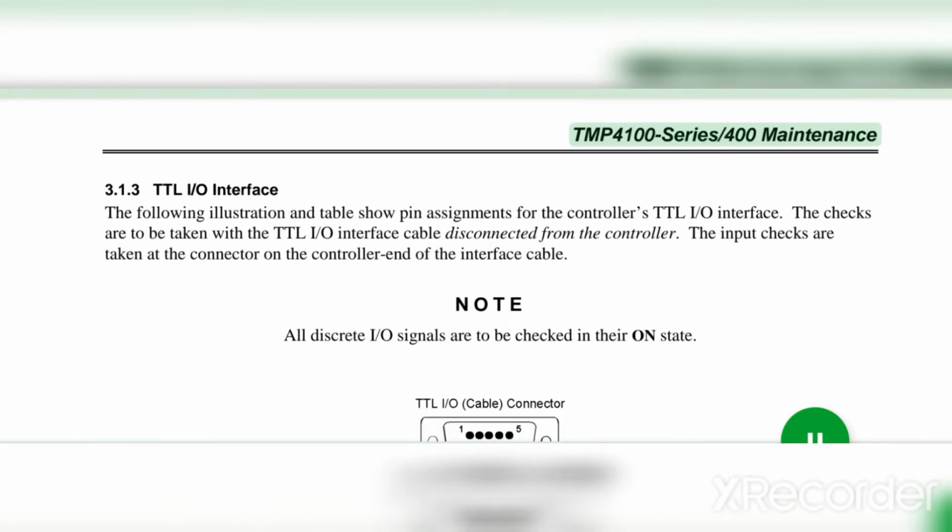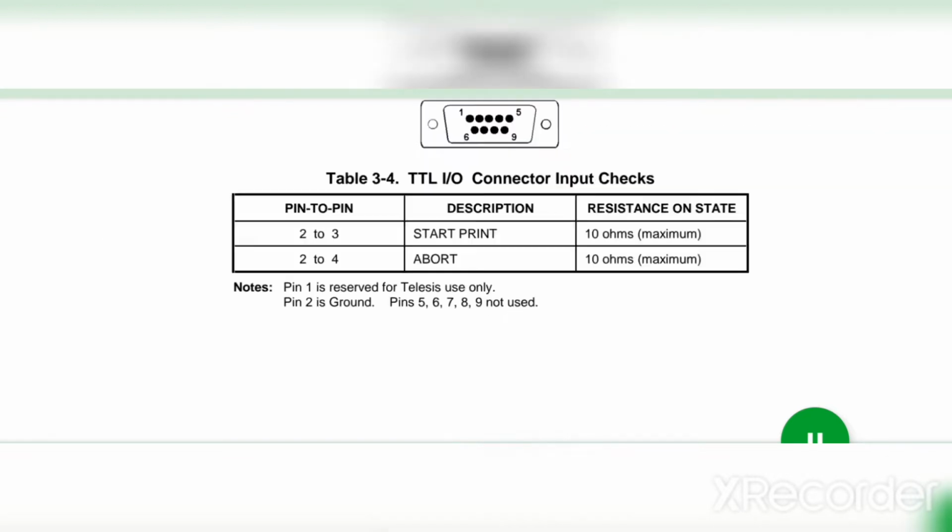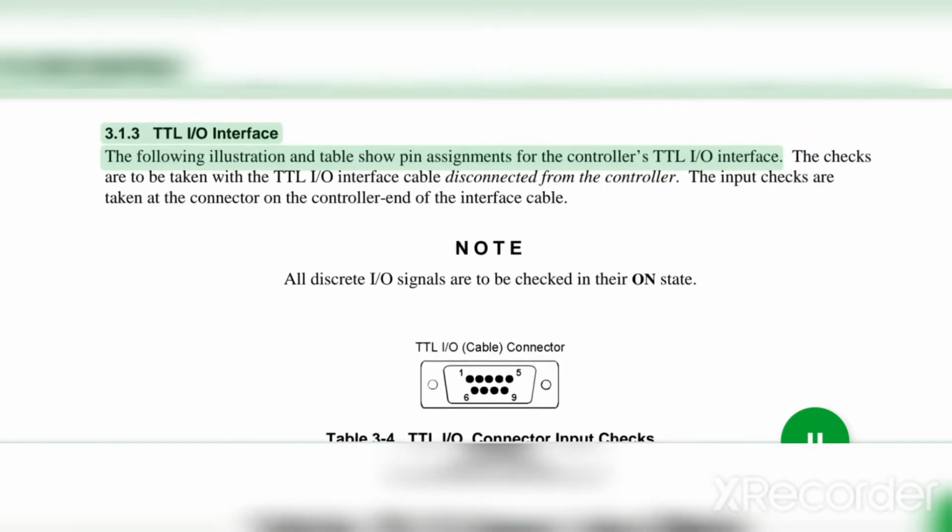TMP 4100 series/400 maintenance, 3-3. 3.1.3 TTL/O interface. The following illustration and table show pin assignments for the controller's TTL/O interface. The checks are to be taken with the TTL/O interface cable disconnected from the controller. The input checks are taken at the connector on the controller end of the interface cable. Note: all discrete I/O signals are to be checked in their on state.